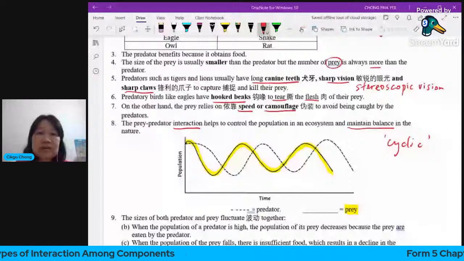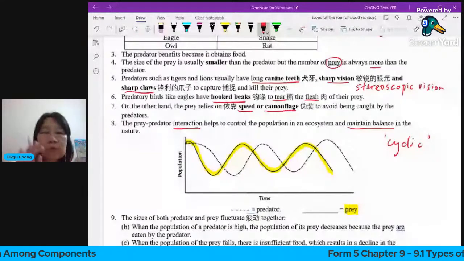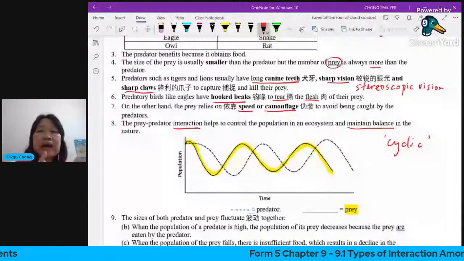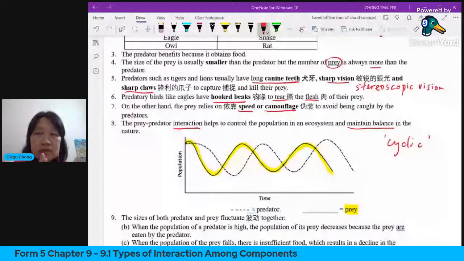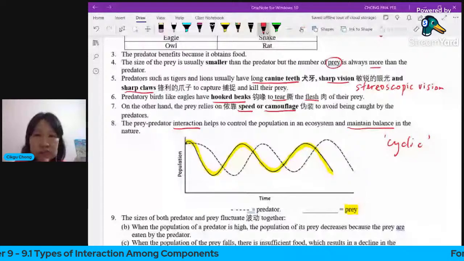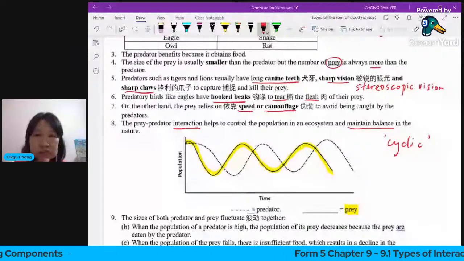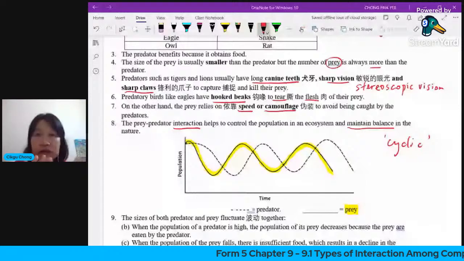So two things to remember. Number one, when they talk about competition, the supply must be limited. Then only there's competition. Number two is they must want the same thing. If these two conditions are not met, then there's no competition at all.